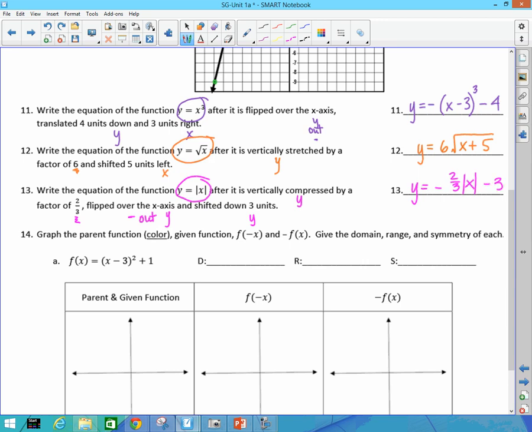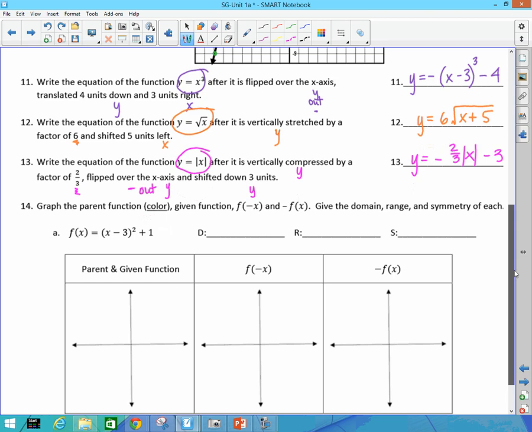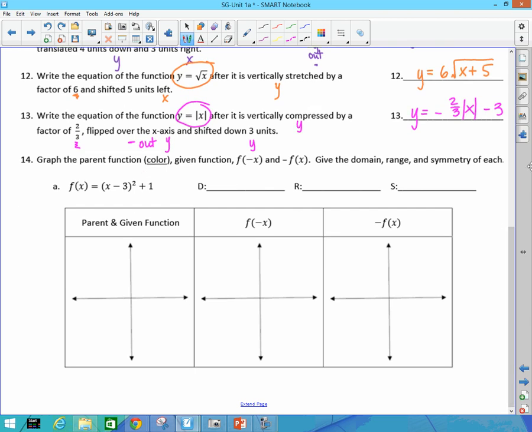Okay, so graph the parent function. That one's going to be in color, and then we're going to do our flipping and give domain and range and symmetry. So for this one, you want to identify the parent function. Remember, that's when we remove the numbers, not the exponents, but any other numbers or negative signs that have been added to it.